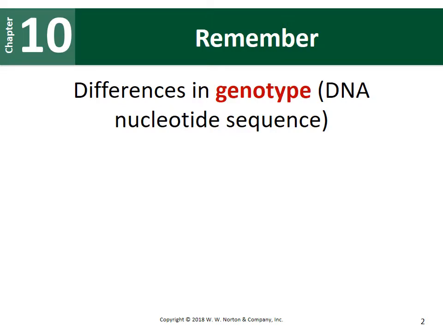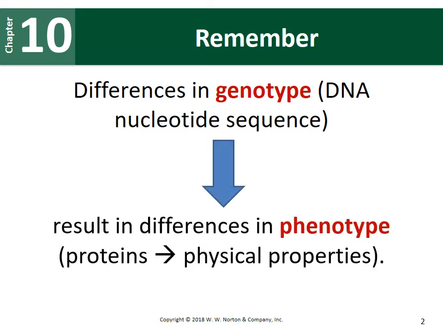So if you remember from the previous chapters, we were talking about these two terms, genotype and phenotype. Differences in genotype, which is the DNA nucleotide sequence, will be expressed, or will create differences in the phenotype. And remember, the phenotype are those traits or characteristics or physical properties of an individual. These physical properties are created by proteins.